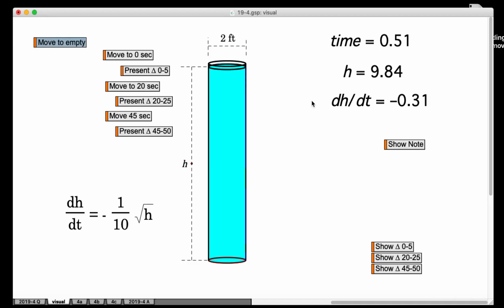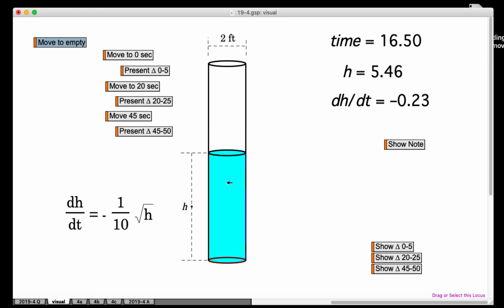You can see as it starts to drain, here's the rate of change of height with respect to time. As the h gets smaller and smaller, obviously the rate of change is getting smaller and smaller. So you see the rate of change is getting lower, and it's going to start slowing down as it goes down. As this thing is draining out, it's going to drain slower and slower and slower.